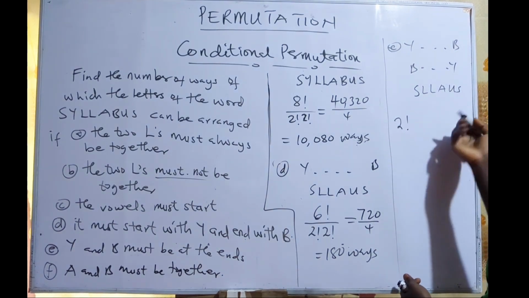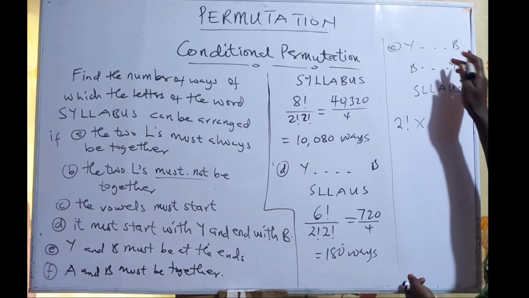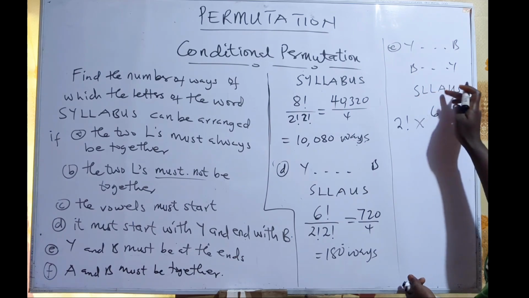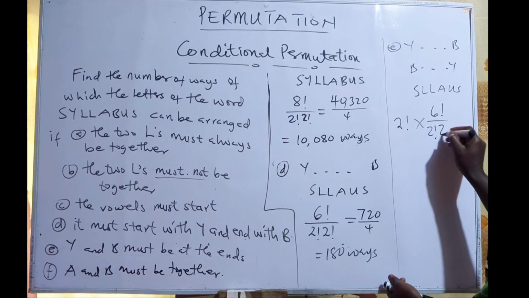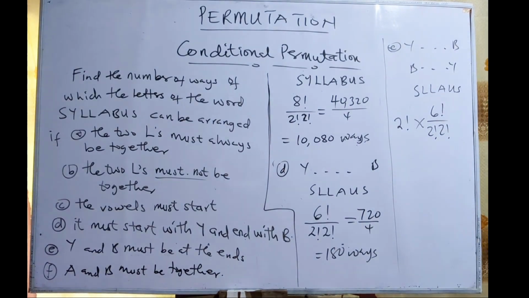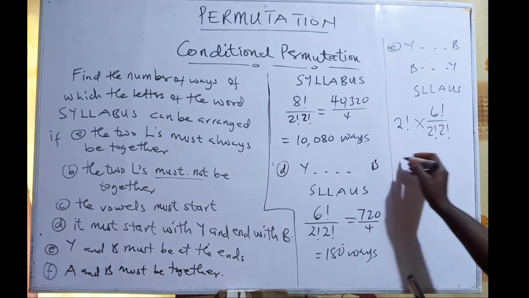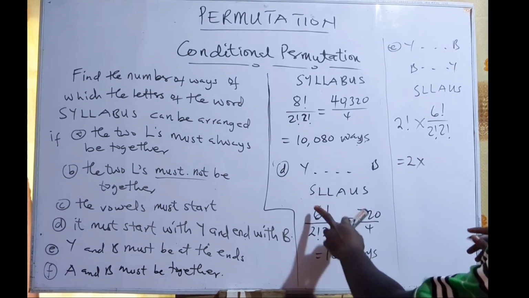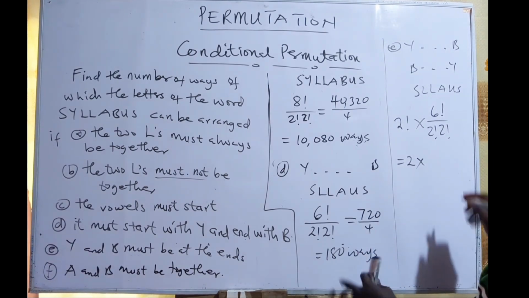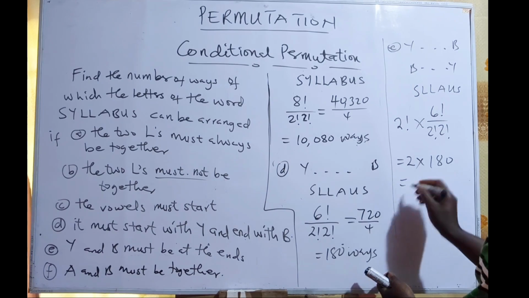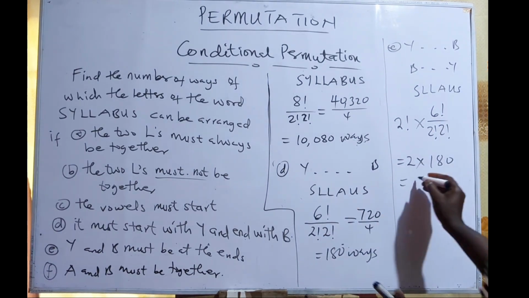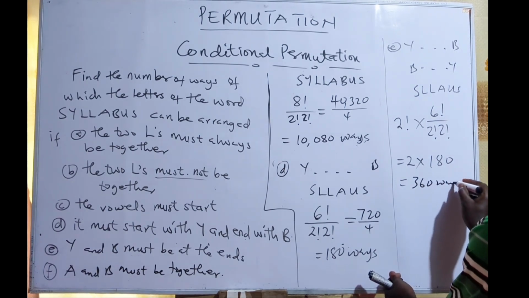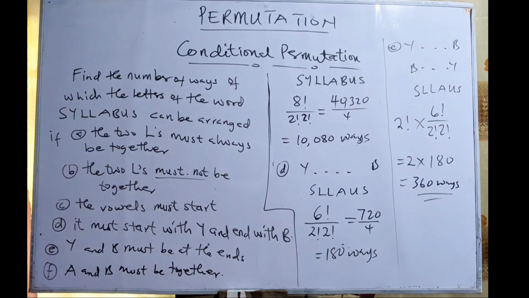Or you can just say 2 multiplying 6 factorial over 2 factorial and then 2 factorial. So 2 factorial is 2. When you work out, we are going to get 180. So 2 times 180, and what is 2 times 180? That will give us 360. So that is 360 ways.